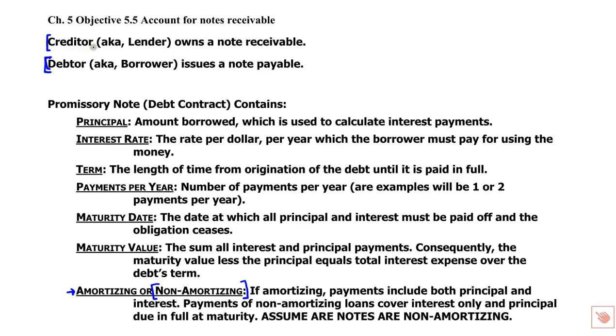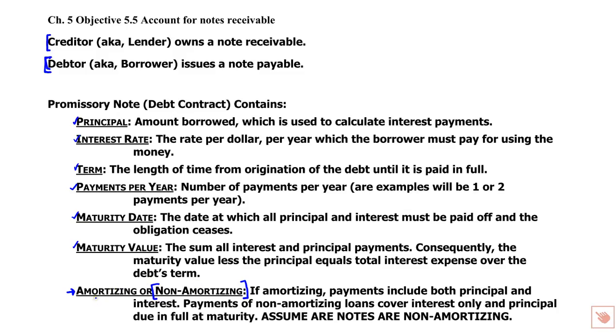So the creditor is the lender; they own the note. The debtor is the borrower; they issue the note, and to them, it's a note payable. In your other lecture, you probably already saw principal, interest rate, the term, some other things. I don't know if they mentioned payments per year. They did mention maturity date and maturity value. And they may not have mentioned the difference between amortizing and non-amortizing loans.